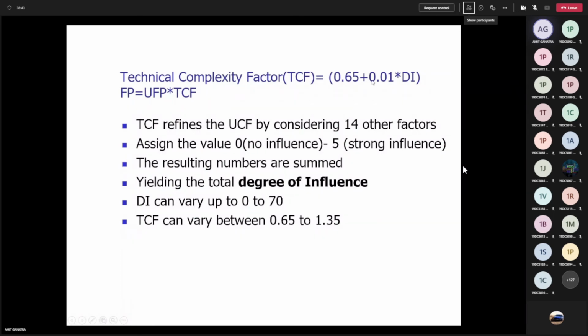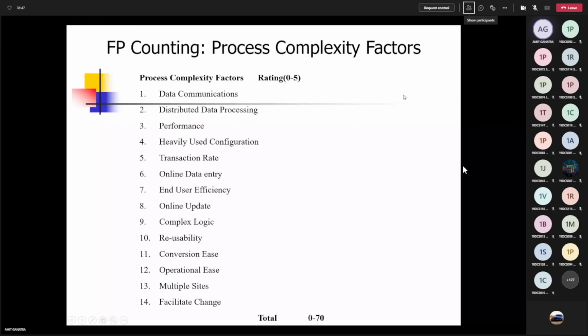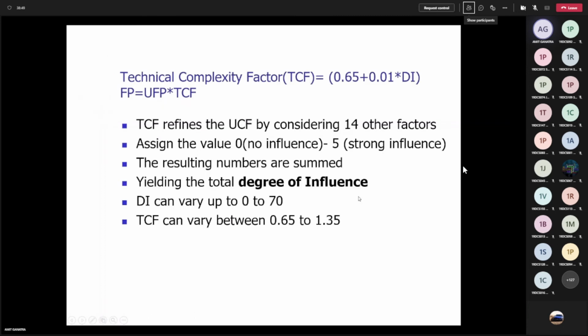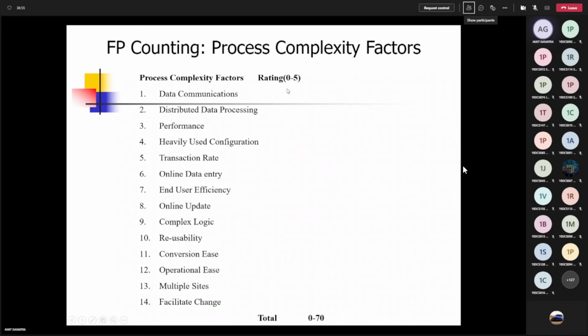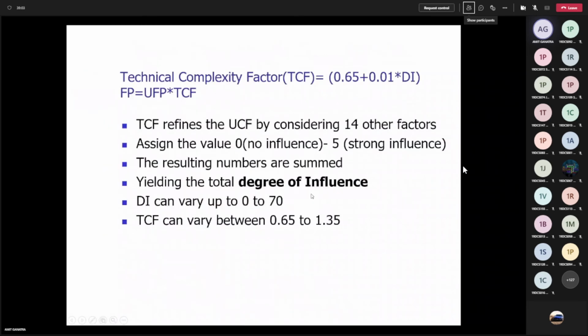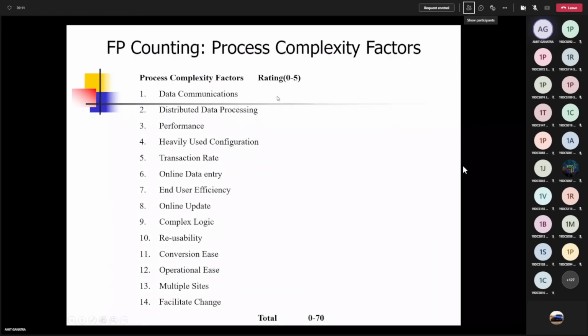So if I consider the degree of influence and all 14 parameters have the value 0, then this value is going to be 0. Because these values can be assigned in the range of 0 to 5, if I give all 14 parameters the value 5, then it is 70. So you can see that the degree of influence can vary from 0 to 70. Ideally, it should not be 0. Ideally, it should not be 5 for all parameters.